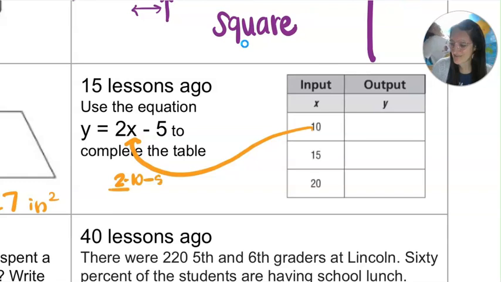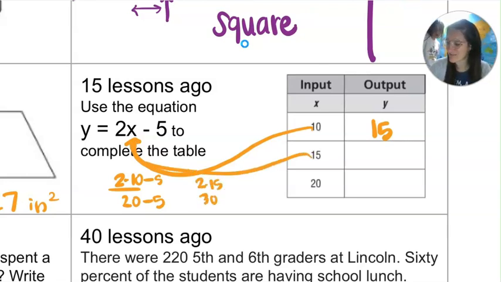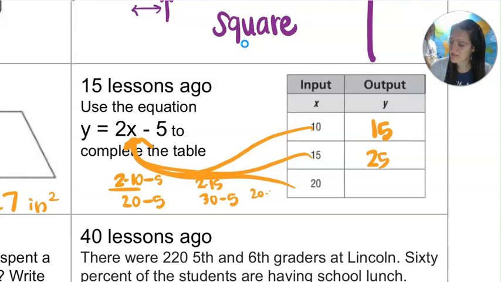All right, we're going to multiply first, and then we're going to subtract and get 15. And then I'm going to plug in the 15. 2 times 15 is 30, minus 5 is 25. I'm going to plug that in for x. 20 times 2 is 40, minus 5 is 35.